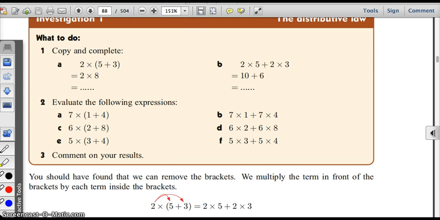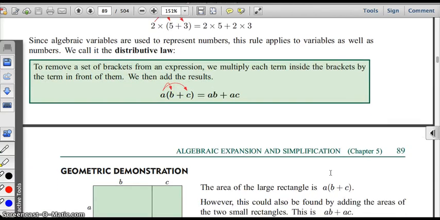Can everybody see that? 6 times 2 plus 6 times 8. 6 times the 2 times 6 times plus 6 times the 8. All right, so what you did in this process from here to here was that although you got the same answers, what you're starting to do is expand the brackets, which you can see below there.